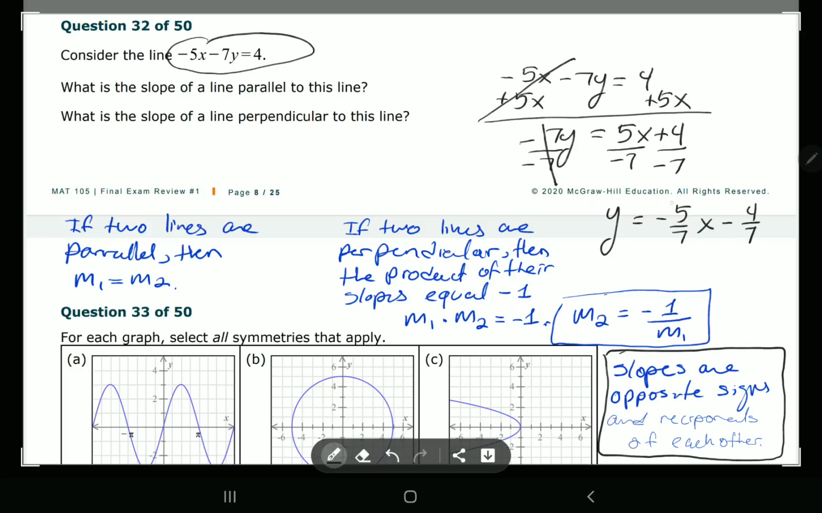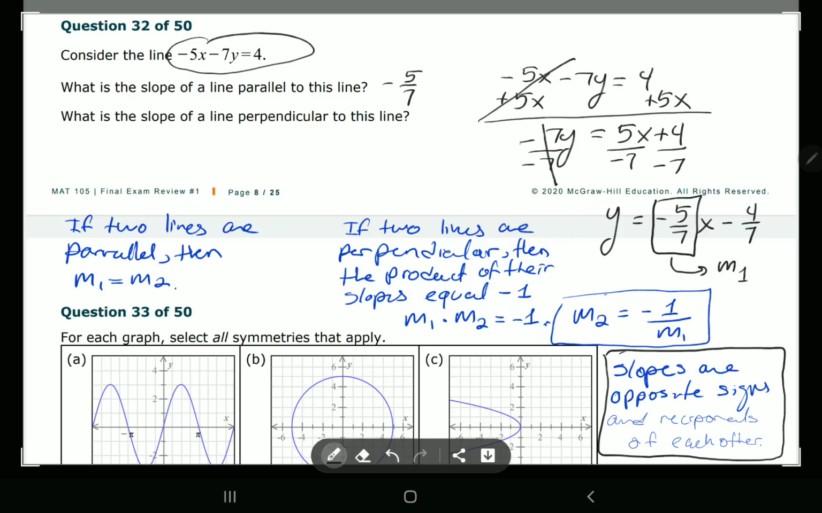The slope of this line is -5/7. I'm going to call that m1. That is my slope 1. Now we can answer the question. To find the slope that is parallel to this line, parallel lines have the same slope, which means the slope of my line that is parallel will also be -5/7.